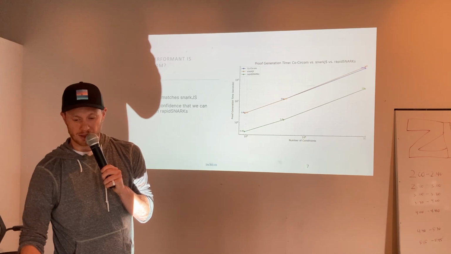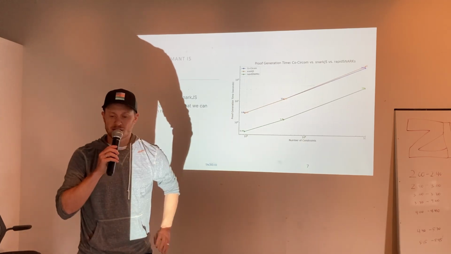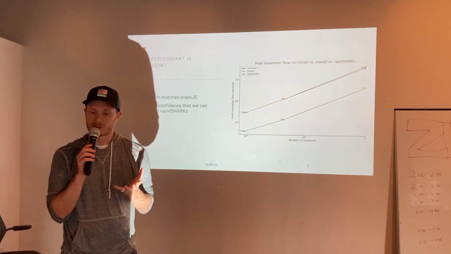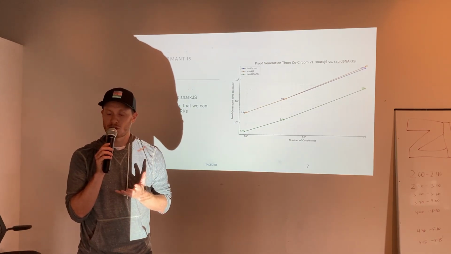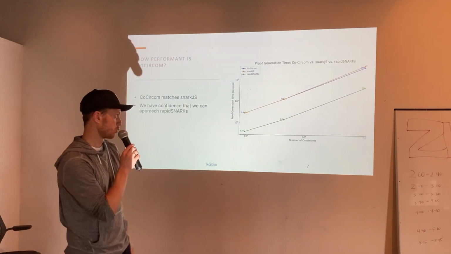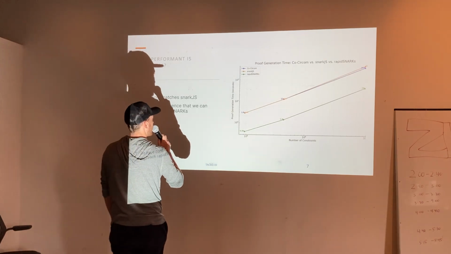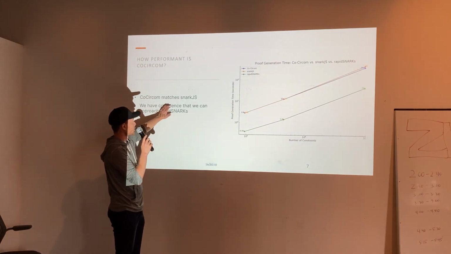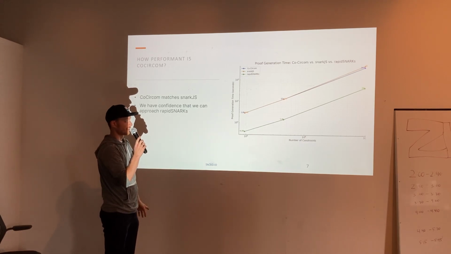Now, what have we done in this area? We have done the first general purpose tooling for collaborative SNARKs. Currently it is based on Circom, that's why we call it coCircom. And we could verify these numbers from the paper: coCircom matches the performance of SNARKs so far.